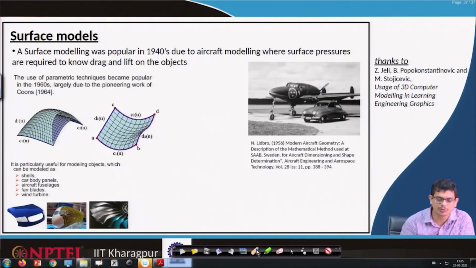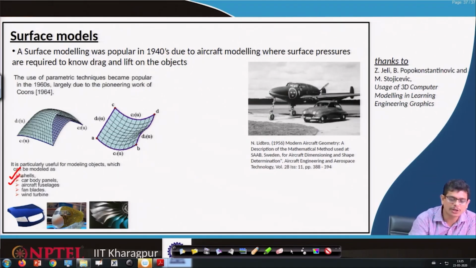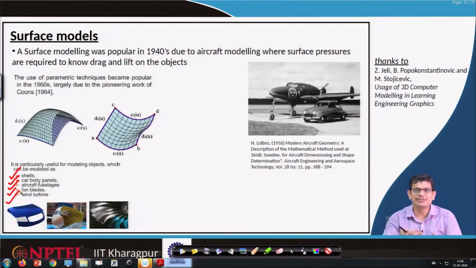Especially this kind of surface modeling is used for shells, like bullets, you would like to really see it on that shell, outer shells, or domes, that kind of objects, car body panels, aircraft fuselages, maybe the fan blades, the twisted fan blades, and perhaps wind turbine blades. This kind of things have complicated surfaces. How to really make that kind of things requires the surface modeling concept.